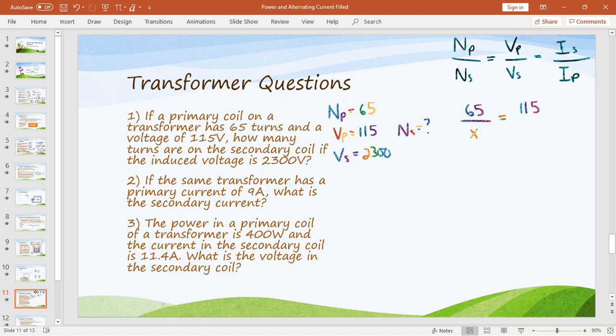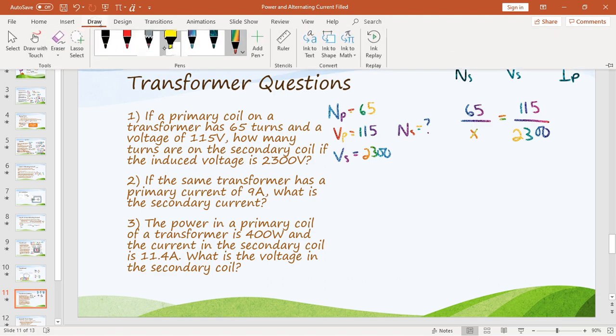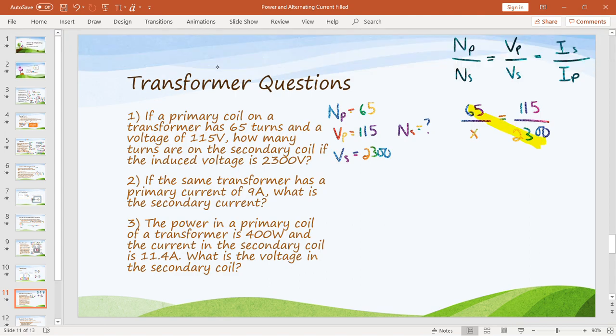115 volts in my primary, 2300 volts. So in order for this to be true, I'm fully expecting X to be bigger than 65. I'm going to switch over here. So let's remember that magic banana thing here.